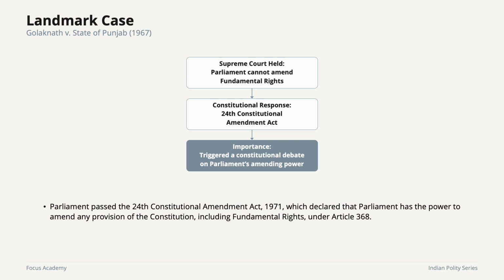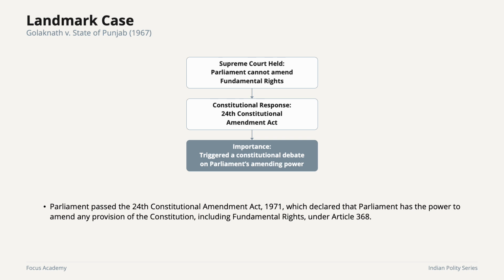Now in the Golaknath versus State of Punjab case, the Supreme Court held that Parliament cannot amend fundamental rights. So the Parliament again passed the 24th Constitutional Amendment Act 1971 as a result of that case, which declared that the Parliament has the power to amend any provision of the Constitution, including fundamental rights, under Article 368.